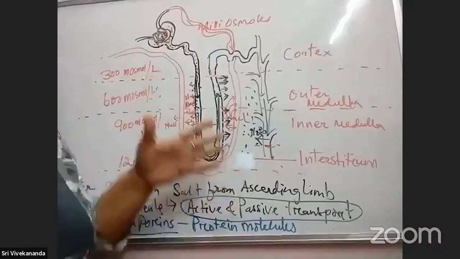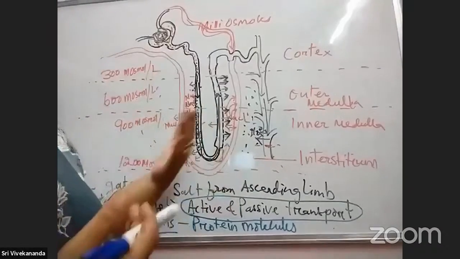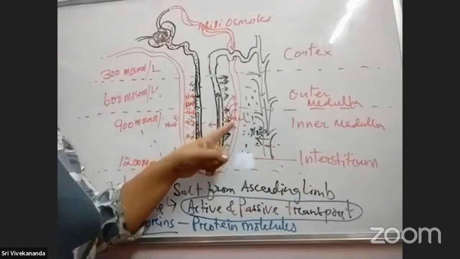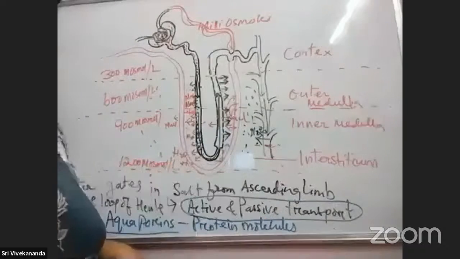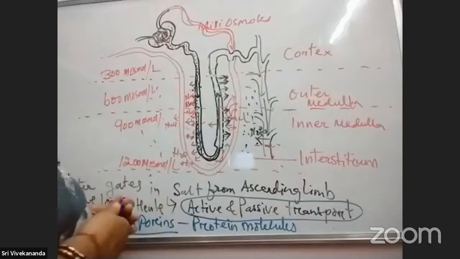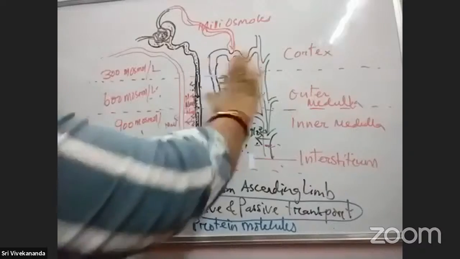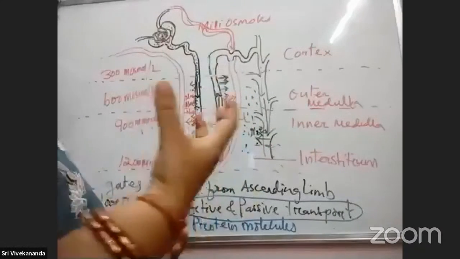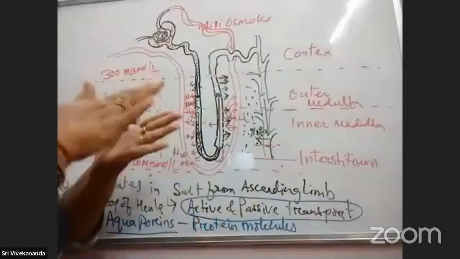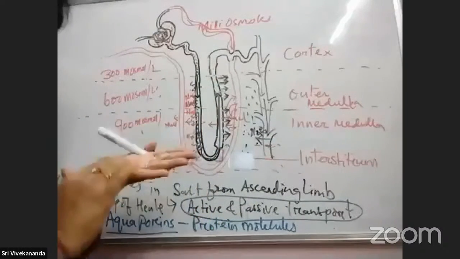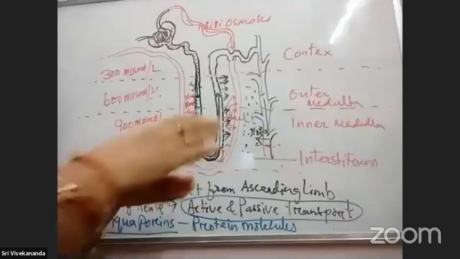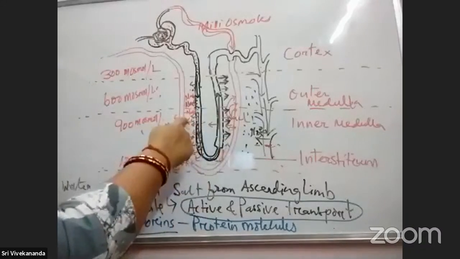What are the ways how the sodium chloride comes this side? Sodium chloride comes by two ways. One is the interstitium, leaking through the tissue. All of this is interstitium. Everything is packed. It is not hanging freely. It is embedded, packed in the interstitium, inside the tissue. So through the leaking of tissue, salt will move from this side to this.